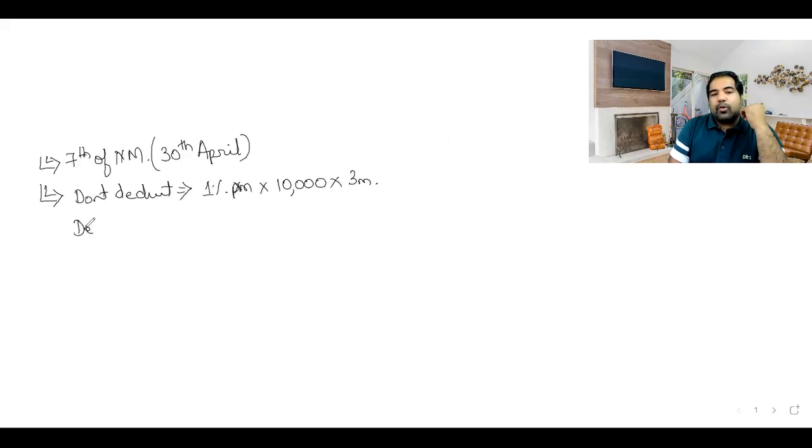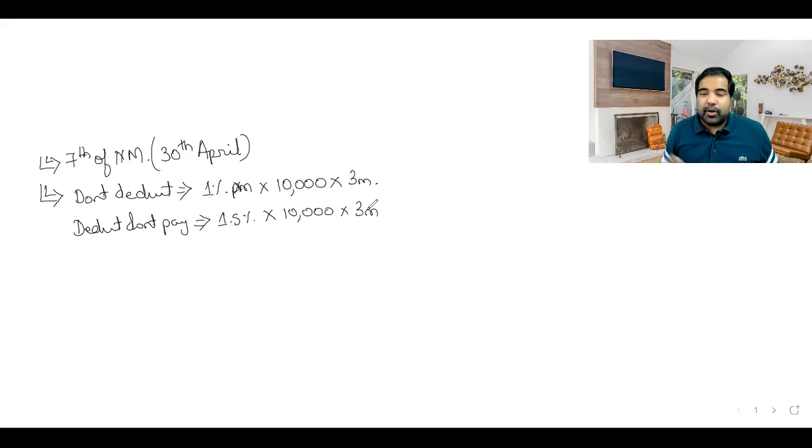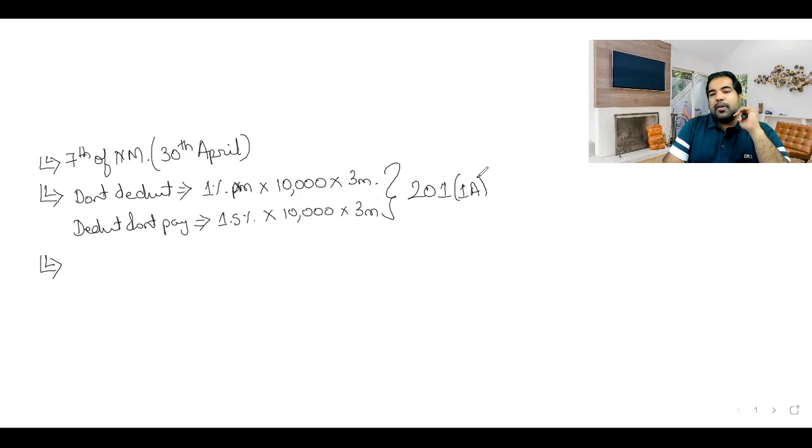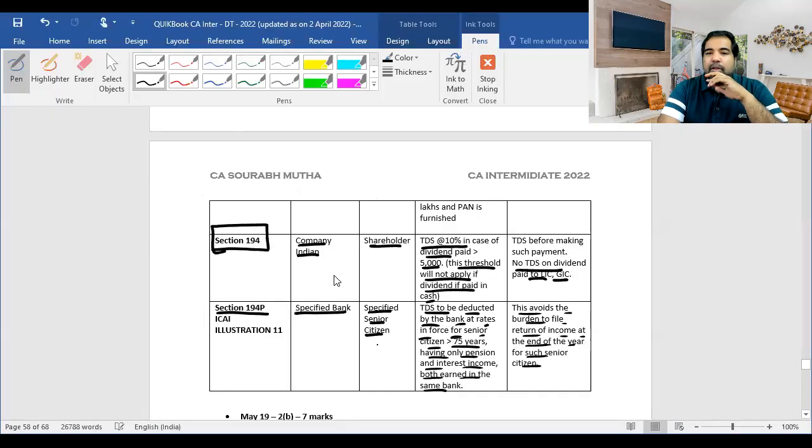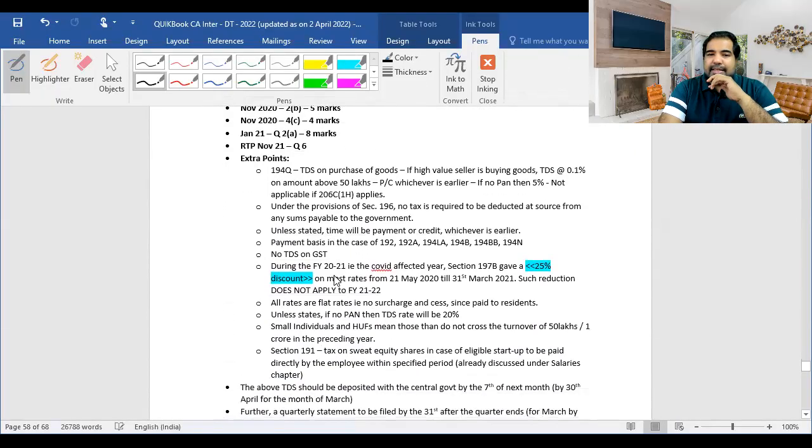But if you deduct but you don't pay, that's an even graver offense, because you are going to deduct it and use the government's money. So the rate of interest is 1.5% into that amount into months, but the months will start once your payment due date is done. So for April, you need to pay by 7th May, but if you don't pay by 7th May, from 8th May, that is for the month of May, June, July, the interest will apply till whenever you pay the government. This is basically interest under section 201(1A). This could be a question, not very important, guys. I'll show you exam questions now, but mainly it is basically the TDS sections which are important.